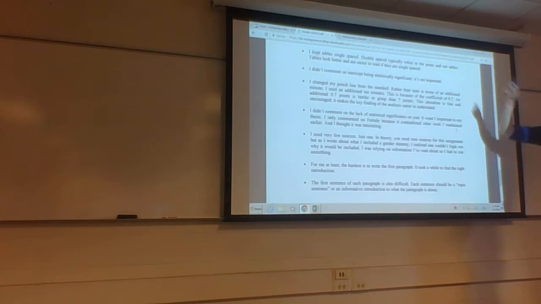I don't comment on the intercept being statistically significant. It's not really important. Who really cares? We talked about this punchline issue, how I changed it from 1 minute to 10 minutes, because 0.7 is awkward. I don't really talk about the other things. Like, okay, year wasn't important in my thesis. I don't want to comment on it.